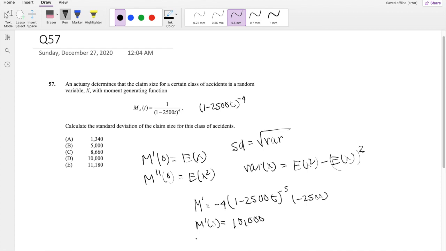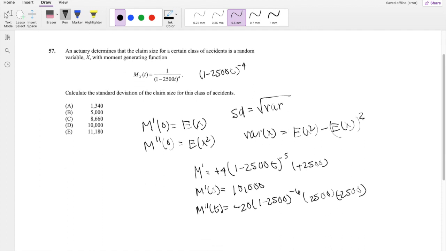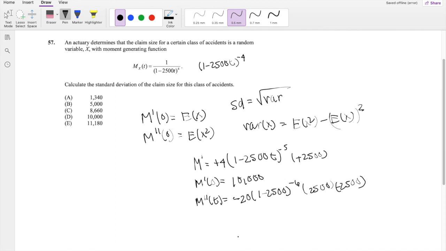All right, let's take the second derivative. The second derivative of t is equal to, we bring that out, so you get negative 20, (1 minus 2500 t) to the negative 6 times the chain rule again, right? But this will be negative. All right, let's check it out. So this is exactly just 20 times 2500 times 2500, because the two negatives make a positive, which is equal to 125,000,000.